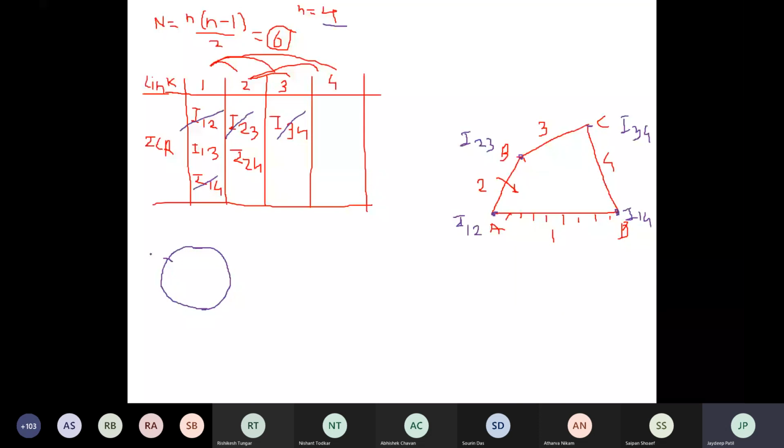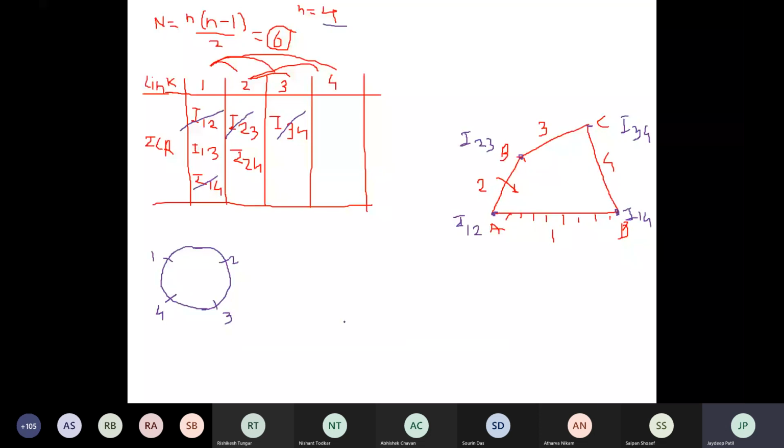Randomly, you have to take them anywhere. 1, 2, 3, and 4. Okay. Now, what is the next step? You have to join those points. Now, these numbers are known as links. One point means one link, second link, third link, fourth link.